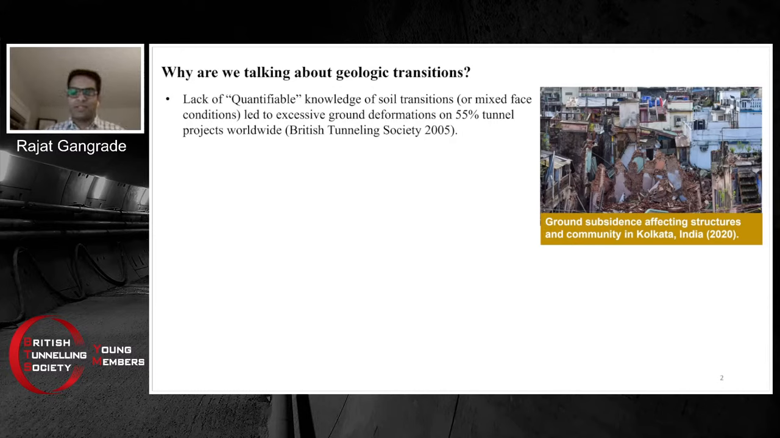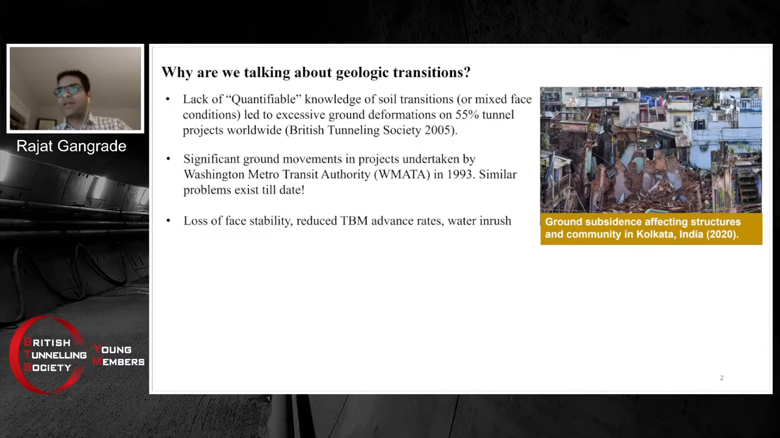And I came across this reference, British Tunneling Society in 2005. I think they summarized more than 89 tunneling case histories, and said 55% of the projects involved a lack of quantifiable knowledge of soil transitions, and that led to excessive deformations. So this was a good motivation to solve the problem and develop a research methodology for the same.